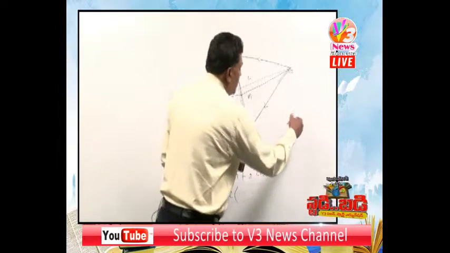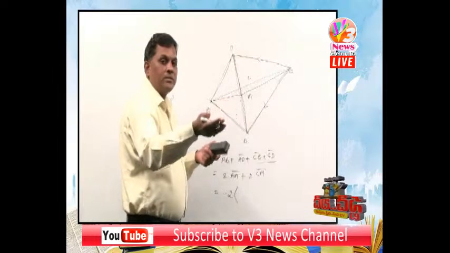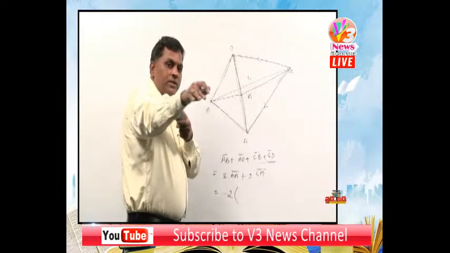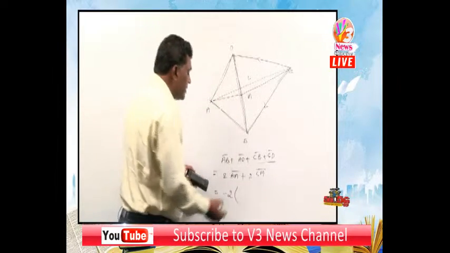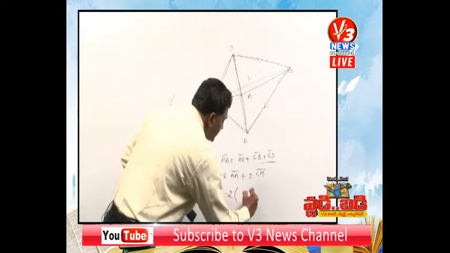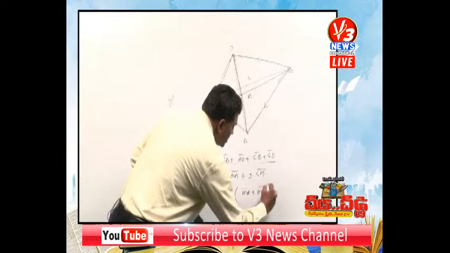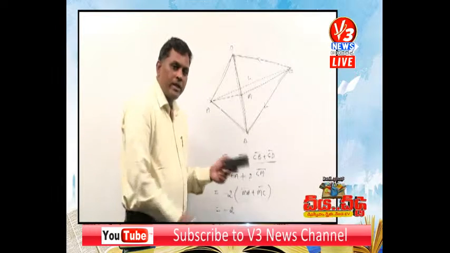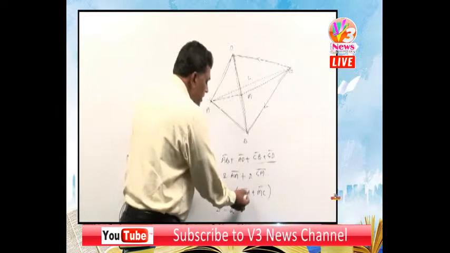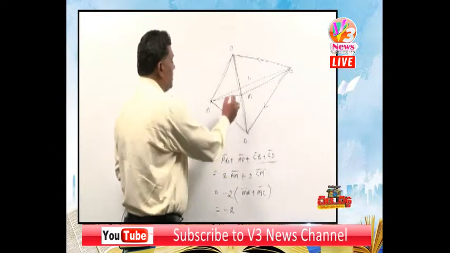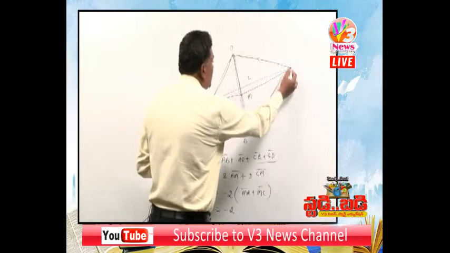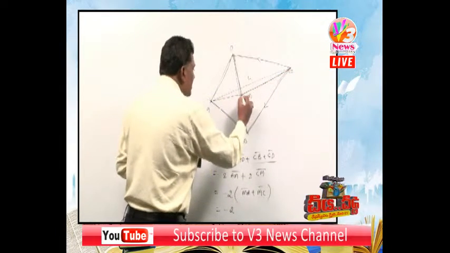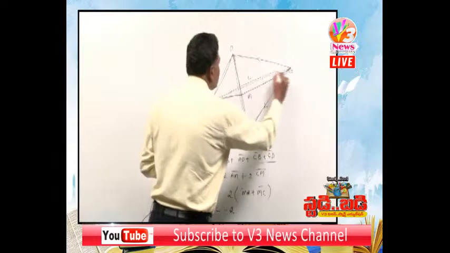We know that AB bar is written as minus of BA bar. If the direction is reversed, we can take the minus sign here. That is why I am writing minus 2 of MA bar plus MC bar. You can guess comfortably why I am writing so. MA bar, MC bar, MAC. So now choose the triangle MAC here.